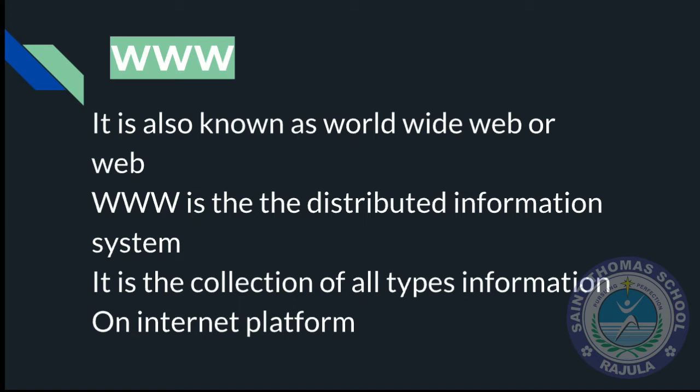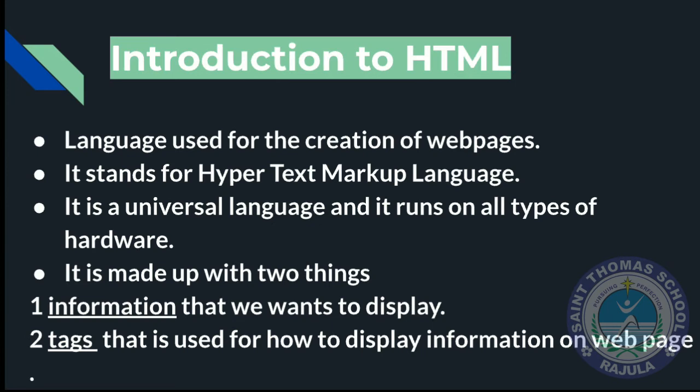It is the collection of all types of information on the internet platform. On the internet all types of information are gathered or stored at a centralized location, and that location is known as the www. All this information is connected with each other, just like a spider web, and that is why another name for it is the web. Now we have discussed two terms, internet and www. Now we will move forward to our main topic of the chapter, that is HTML.